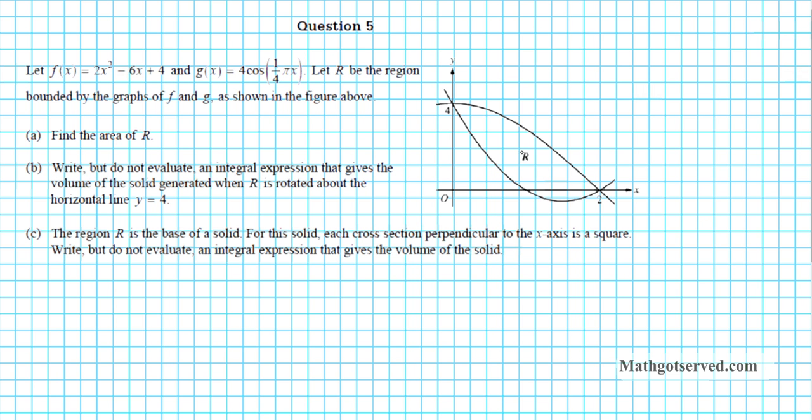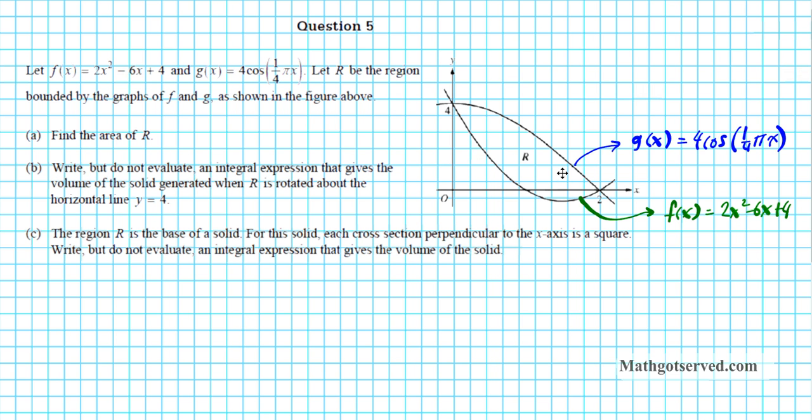Okay, so R is a region bounded by these two curves. If you look at f of x, this is a quadratic function that has upward facing concavity. So if you look at these two functions, the function that has upward facing concavity is the function on the bottom. So this is f of x, which is 2x squared minus 6x plus 4. And then the function on the top is your cosine function with a stretched out period, and the amplitude has also been increased by a factor of 4. So g of x is equal to 4 cosine 1 over 4 pi x.